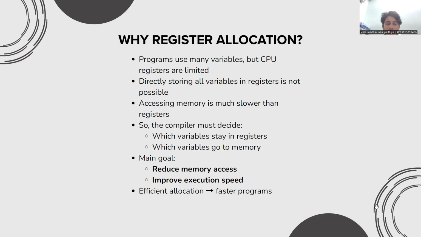Programs use many variables, but registers are limited. We cannot store everything in registers, and accessing memory is slow. So we try to keep important variables in registers. The goal is to reduce memory access and improve execution speed.